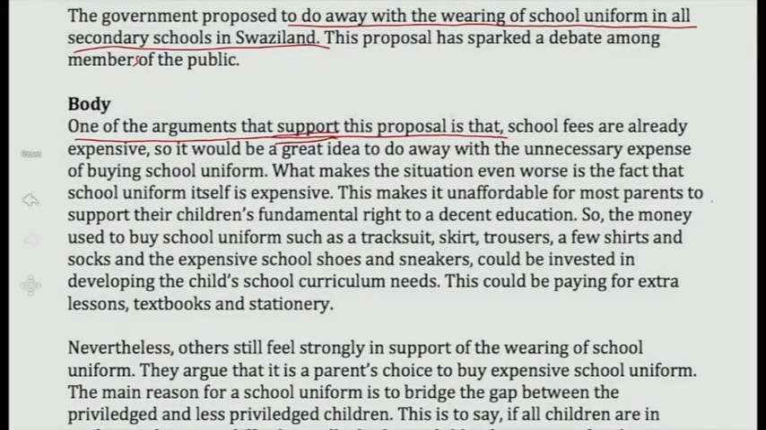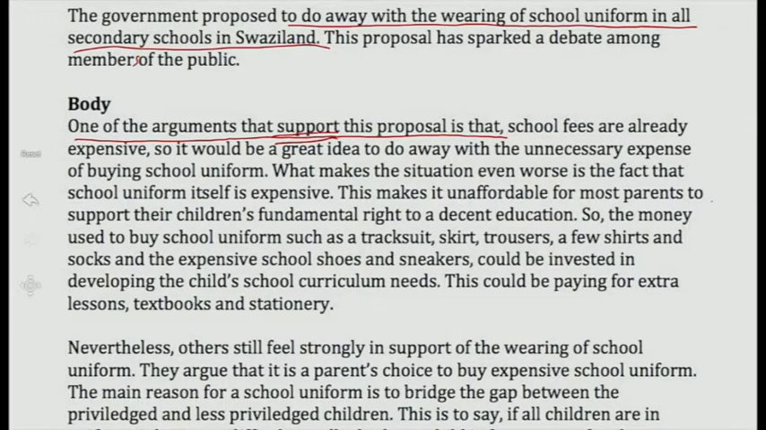Remember the PEE structure that we discussed. You need to make the point first, and then give an example, and then explain that one. So what is the point there? The point will be, one of the arguments that support this proposal is that school fees are already expensive. So it would be a great idea to do away with the unnecessary expense of buying school uniform.